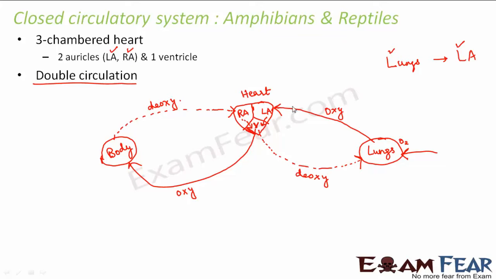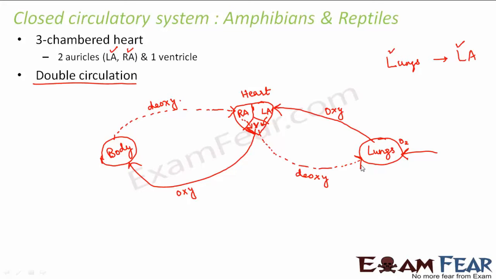So oxygenated blood from lungs comes to left auricle, auricle will send it to ventricle, ventricle will send it outside to different body parts. In body parts, cellular respiration will happen, carbon dioxide will be produced as a byproduct. So this carbon dioxide will get mixed with the blood and the blood will become deoxygenated. So the deoxygenated blood will go to the right auricle, it will send it to the ventricle, and the ventricle will send it back to the lungs.